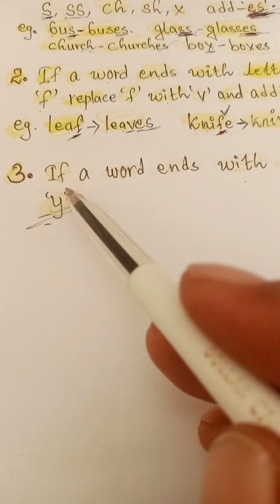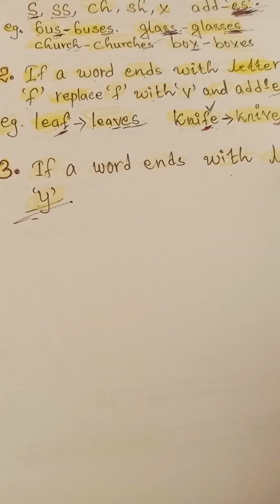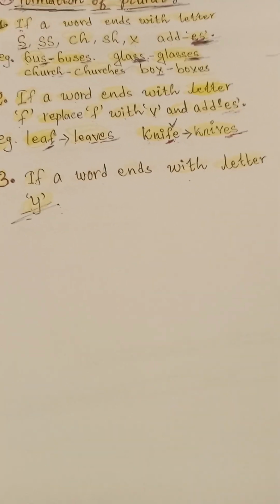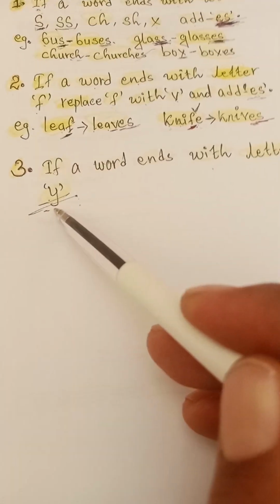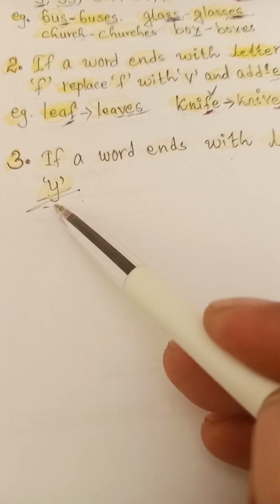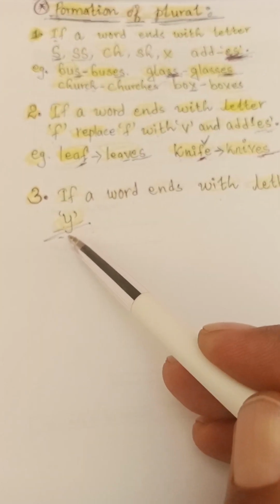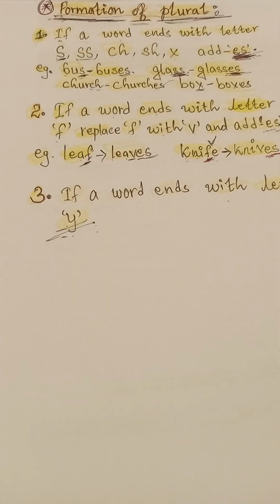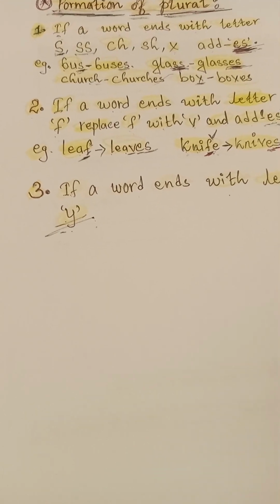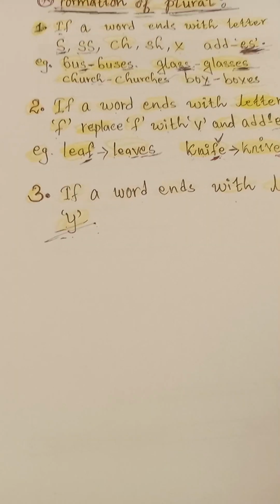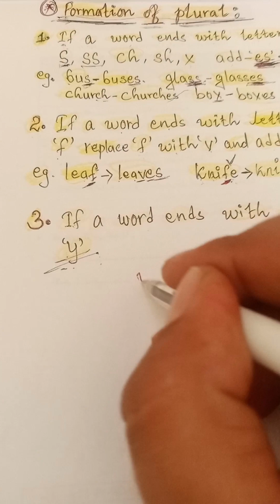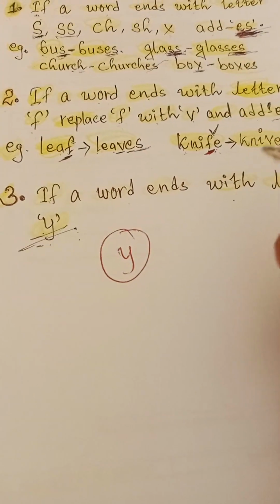In rule number 3 I have written: if a word ends with letter Y. Okay, in case of this, it's very important, all of you listen to me very carefully. If a word ends with letter Y, we have to look at the letter before Y, a letter before Y.